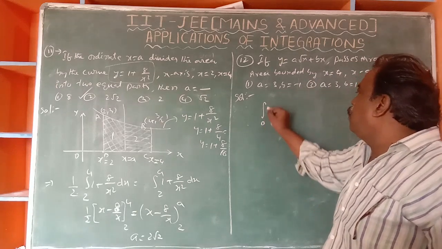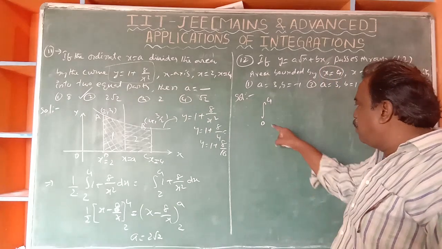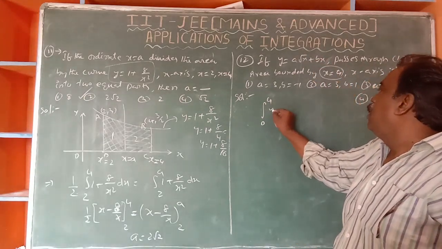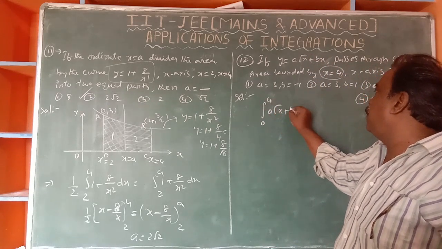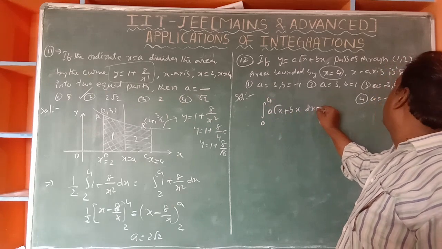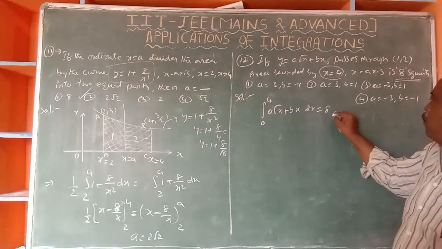So it is 0 to 4. Only we are given x is equal to 4, and the other one is 0 from the horizontal side. 0 to 4, it is y dx, where y means a root x plus bx on the x-axis, and the integral dx is equal to 8. Okay?